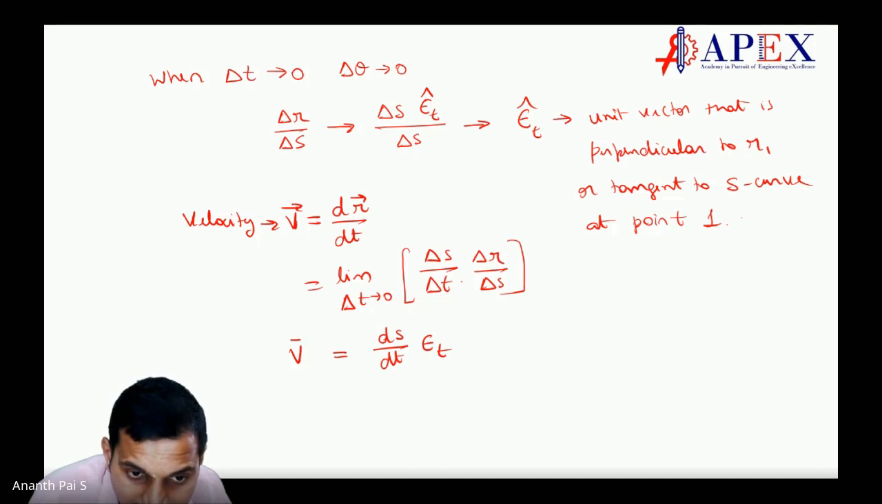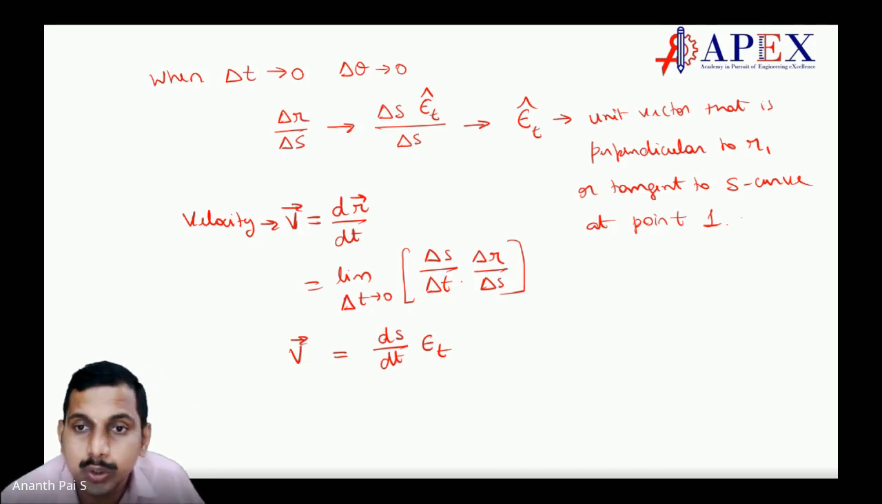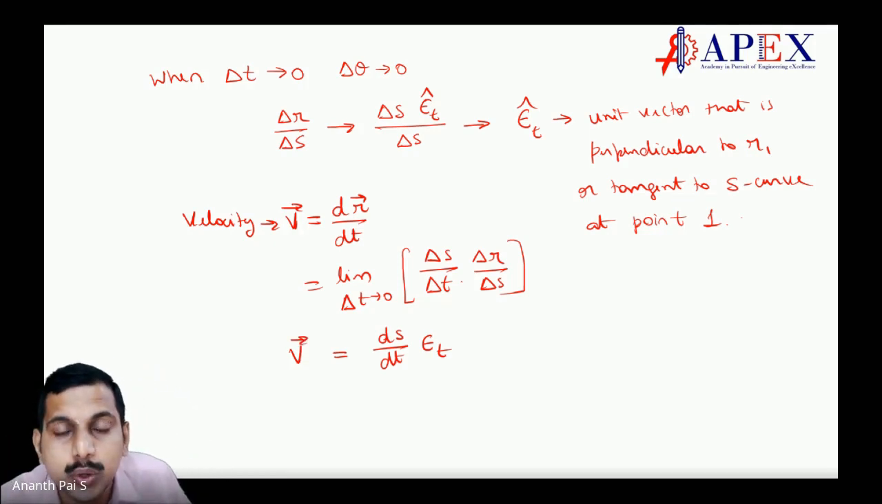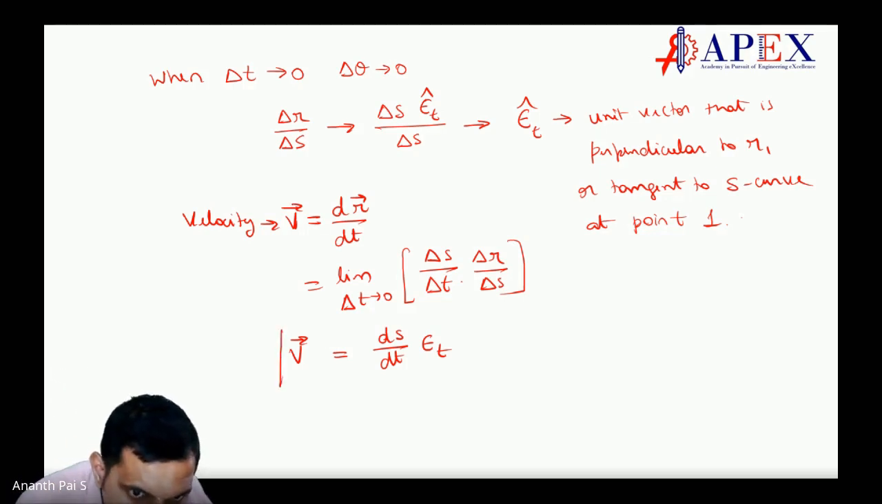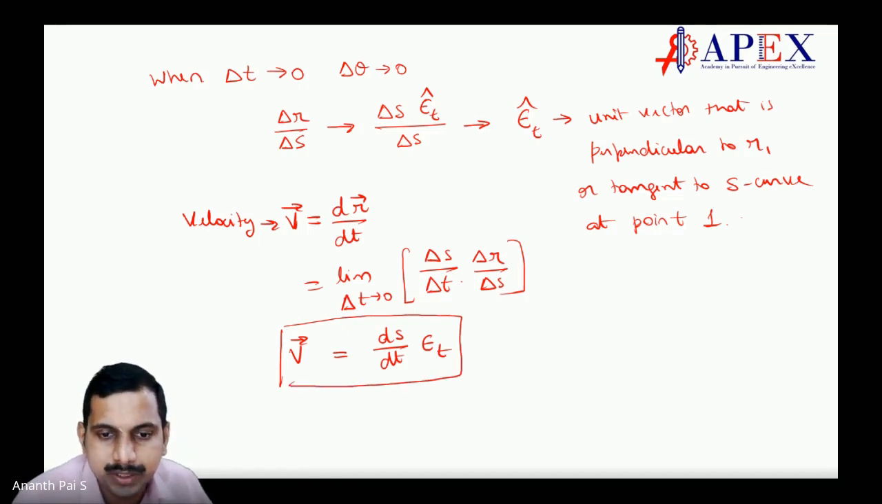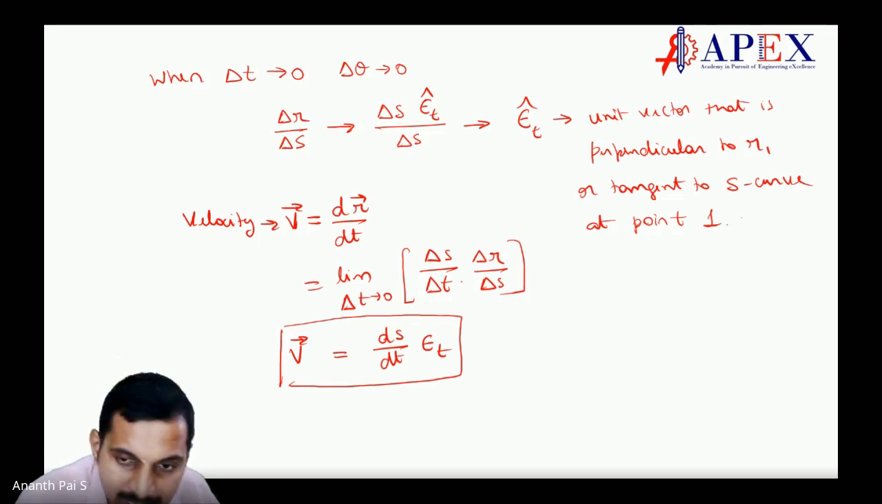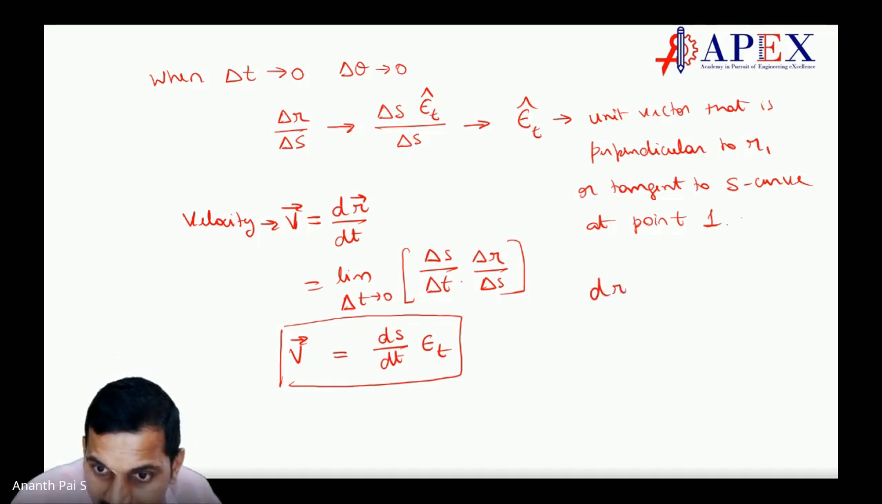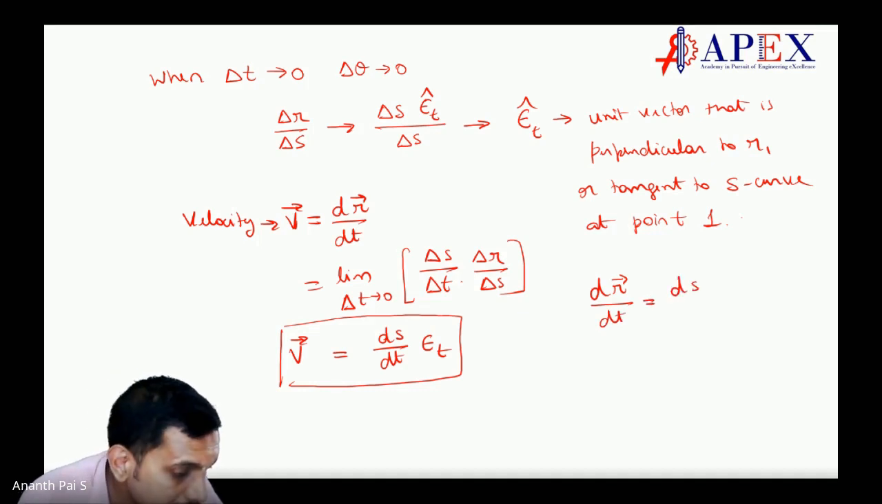So velocity at that point goes in the tangential direction to r, to that curve. Observe. So what is happening? The velocity is change in s per time into tangential direction. So we can write this again as dr by dt is equal to ds by dt.